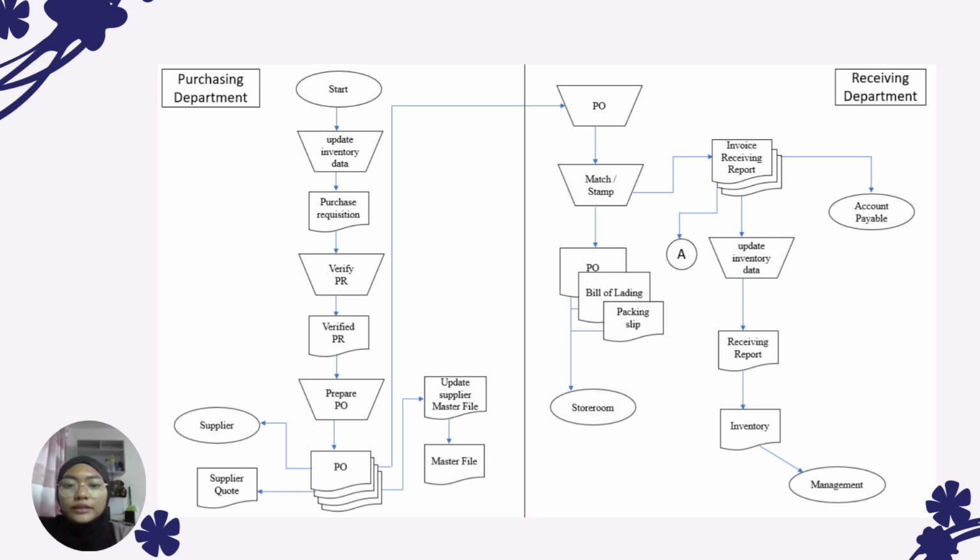Once the goods arrive at the receiving department, the delivery documents, including the purchase order, bill of lading, and packing slip, are matched and stamped to confirm accuracy. Inventory data is then updated and a receiving report is generated, documenting the receipt of goods. This report is forwarded to accounts payable for invoice processing, ensuring timely payments to suppliers. Meanwhile, the updated inventory data is used to adjust stock levels, providing valuable insight to management. This system ensures efficient coordination between purchasing, receiving, and accounts payable, enabling the organization to maintain accurate inventory, streamline payments, and support informed decision making.